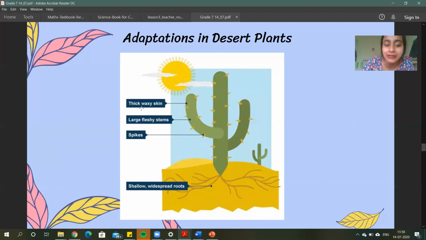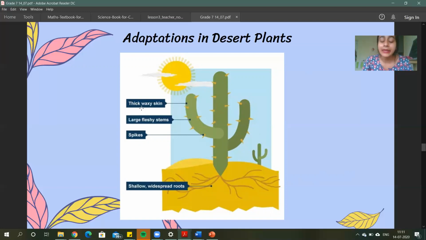So why is there a thick waxy skin? Think about why you apply moisturizer during the winter. अगर आपने winter में cream नहीं लगाया तो आपका skin dry हो जाता है, right? In the same way, there is a thick waxy coating on the cactus plant so that it does not dry up, so that वो अपने अंदर का moisture बचा सके. So it can reduce कितना पानी बाहर जाता है through the skin.